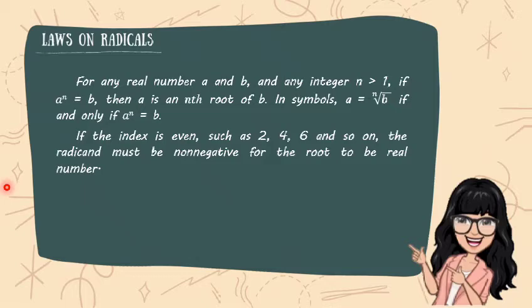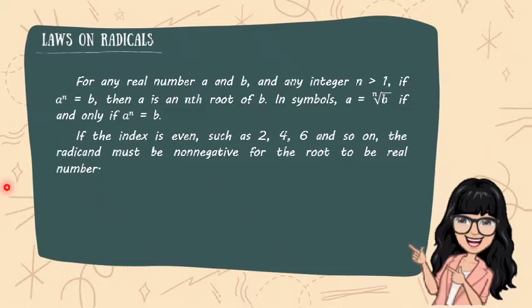Say, for example, you have the square root of negative 9. In the square root of negative 9, 2 is the index. Negative 9 is the radicand. Now, if we are going to get the square root of negative 9, that will be thinking of a certain number na kung i-multiply mo sa self na, ang answer is negative 9. Now, is there such number na kung i-multiply mo sa self na, ang answer is negative 9?